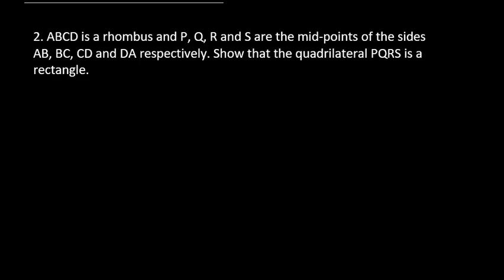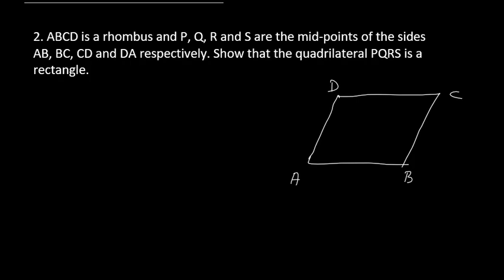ABCD is a rhombus and P, Q, R, S are the midpoints of the sides AB, BC, CD and DA respectively. Show that the quadrilateral PQRS is a rectangle. Okay, so I have been given a rhombus. This is ABCD. Then I have been given P, Q, R, S, the midpoints of the sides. So this is P, this is Q, this is R, this is S.